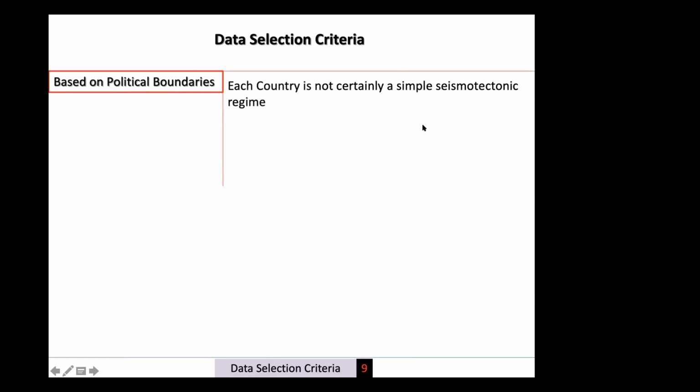Okay, so the next point is data selection criteria: how we select our strong motion data to use for GMPE estimation. One of the criteria that we can use is based on political boundaries. For example, as I showed you, we have a strong motion network in Iran. For example, we have a strong motion network here in Italy. So they are mainly national strong motion networks, and they are confined to the region defined by the political boundaries.